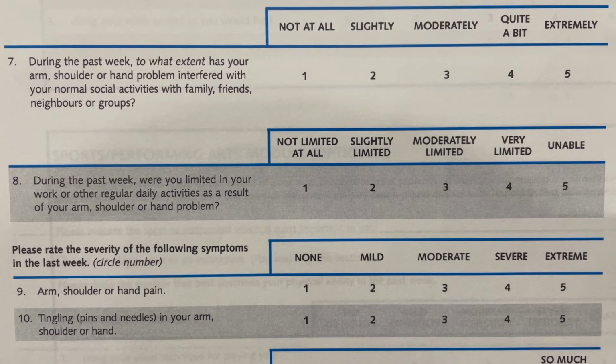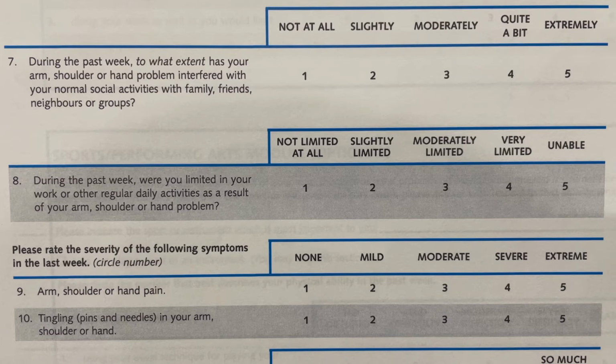Number 7, that's when your scale changes just a little bit. As you can see, it says 1 is not at all, 2 slightly, 3 moderately, 4 quite a bit, 5 extremely. Number 7 says, during the past week, to what extent has your arm, shoulder, or hand problem interfered with your normal social activities with family, friends, neighbors, or groups?